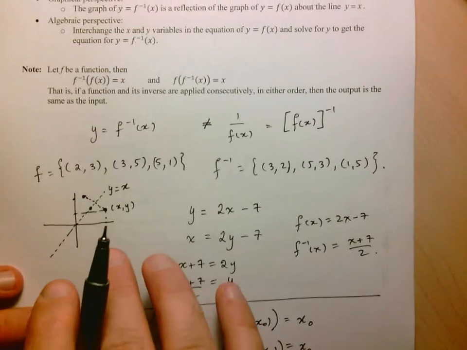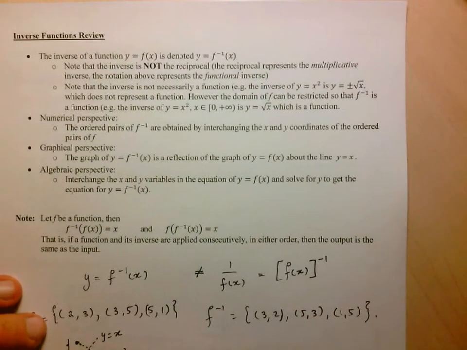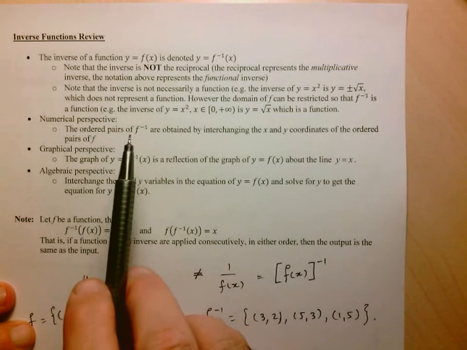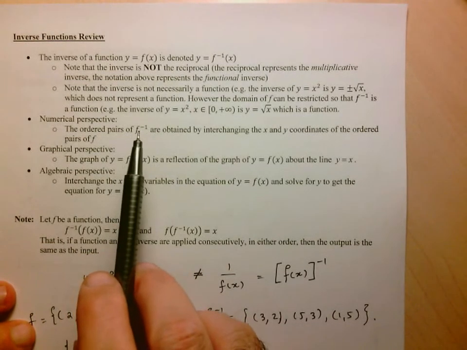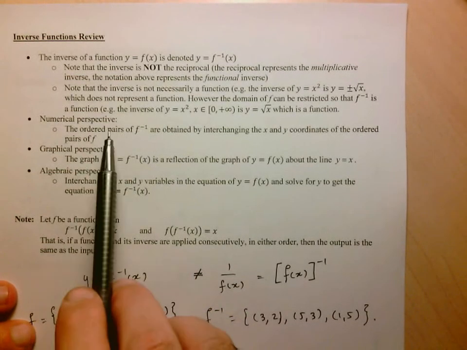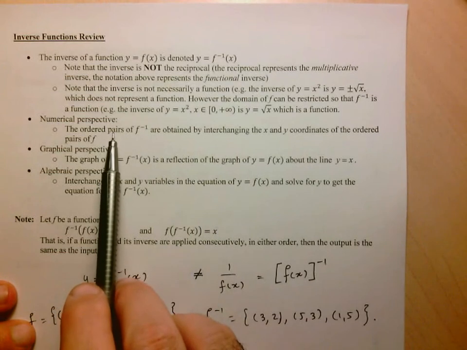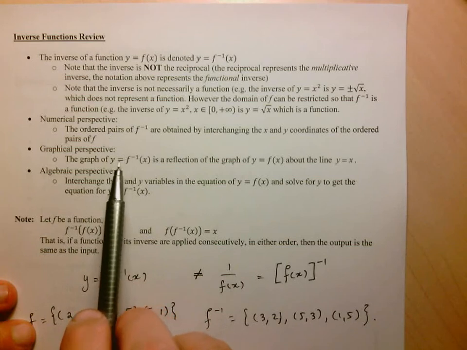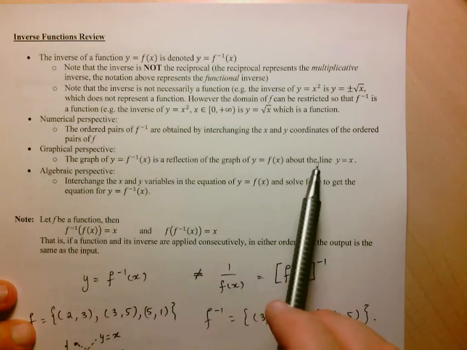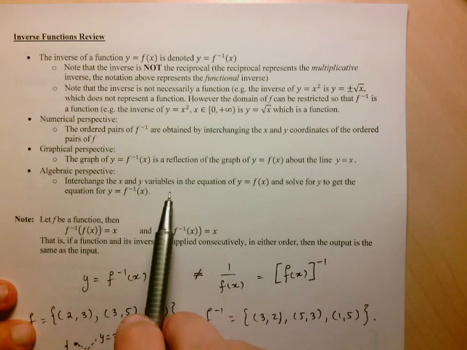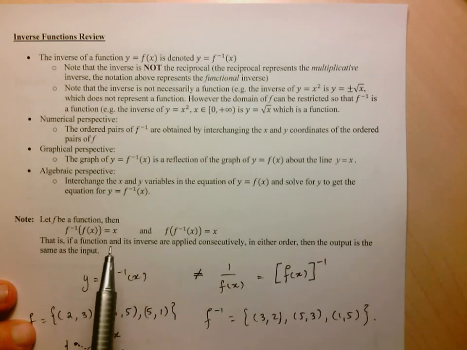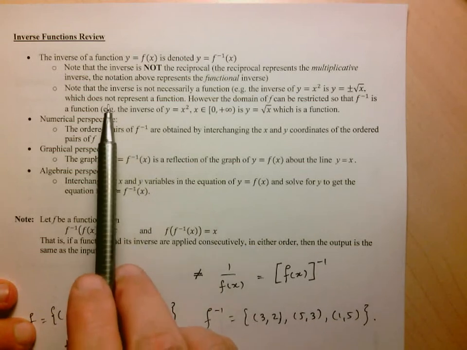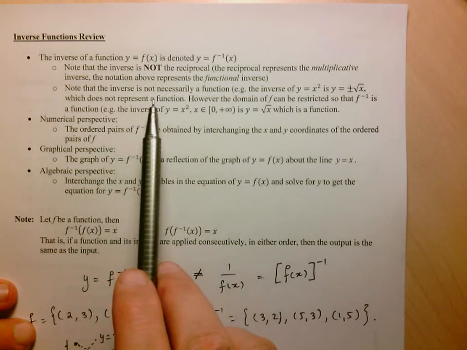Just a quick recap. Inverse functions are obtained by interchanging the x's and the y's, whether it's the x's and y's in particular coordinates, the x and y's on the graph, which represents a reflection about y equals x, or the x and y variables in the equation.